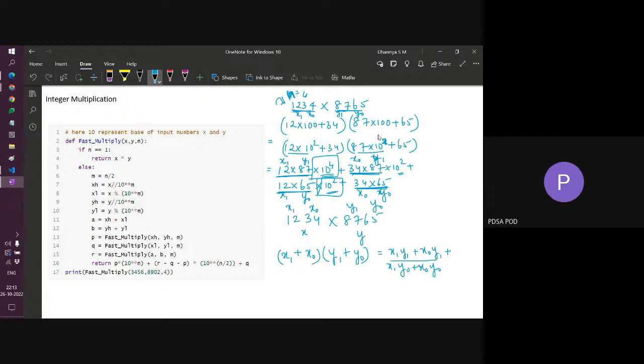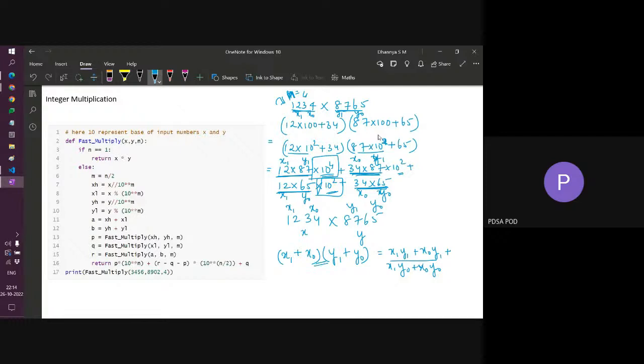So this is actually comparable, right? Here you have a 10 power 4, here you have a 10 power 2, here you have a 10 power 2, here you have nothing. So that is what this and this are comparable. Okay, but you still cannot get the value. You still have 4 multiplications. So how can you do any better?